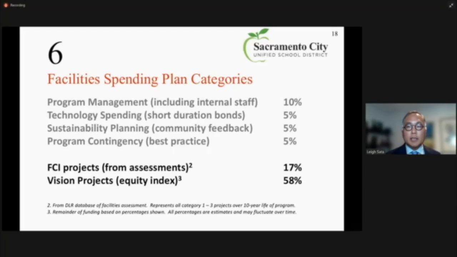We're also suggesting that it's good practice to have some short duration bonds where you can spend it on technology. Technology changes so quickly and you want to stay abreast of what's happening out there. And so you need to have some capital funds to address those issues.